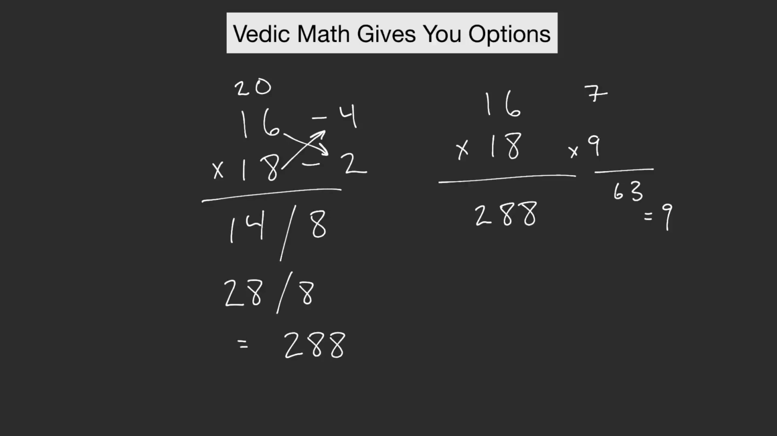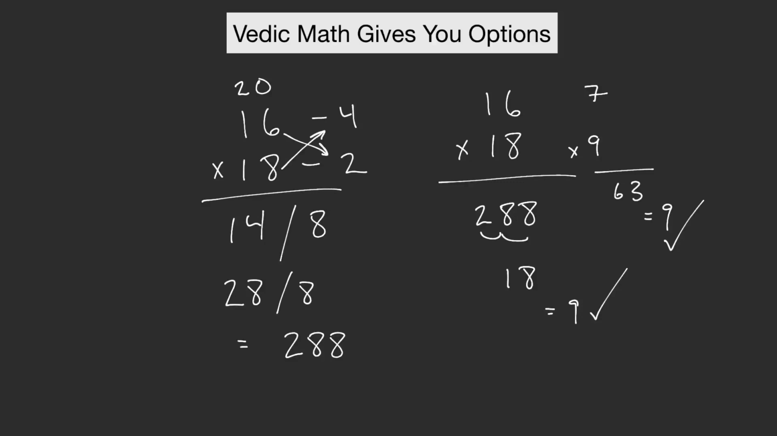Now I took the digital root of the multiplication of these two numbers. That means that the answer must also have a digital root of 9. So let's see. 2 plus 8 gives us 10. 10 and 8 gives us 18. Taking the digital root further, 1 plus 8 gives us 9. So you see these two answers match up. This is the advantage that Vedic Maths gives you. It gives you multiple options to do your answer.